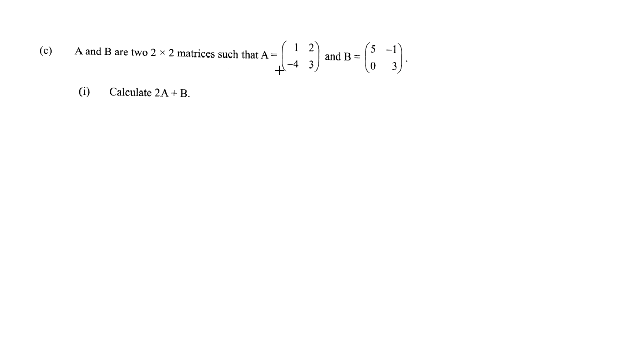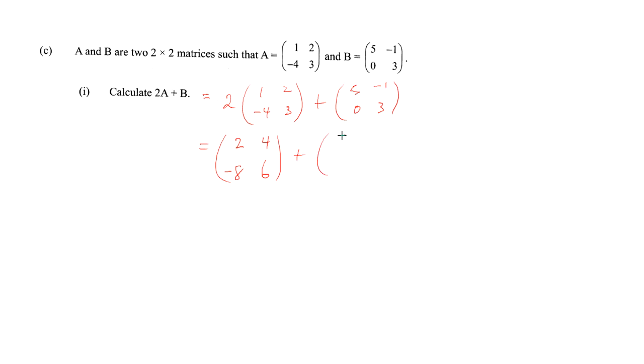Alright, so we have two matrices, A and B, and we want to find 2A plus B. So, what is A? A is 1, 2, minus 4, 3, plus B, which is 5, minus 1, 0, 3. This is a scalar product, so we're going to take the 2 and multiply by each element inside the matrix. So 2 by 1 will give me 2, 2 by 2 will give me 4, 2 by minus 4 will give me minus 8, and 2 by 3 will give me 6.